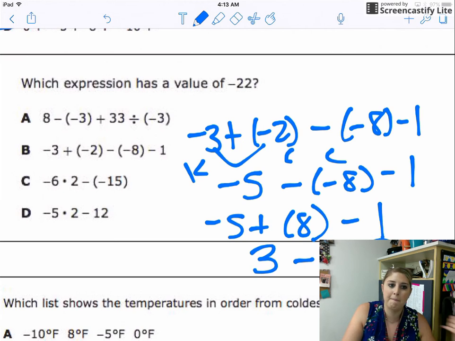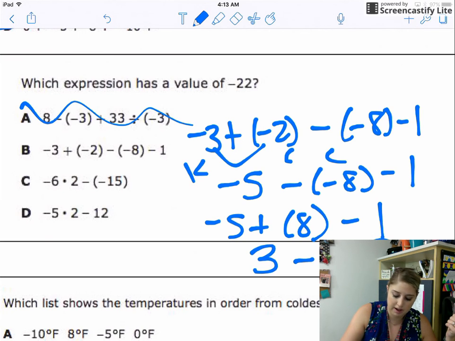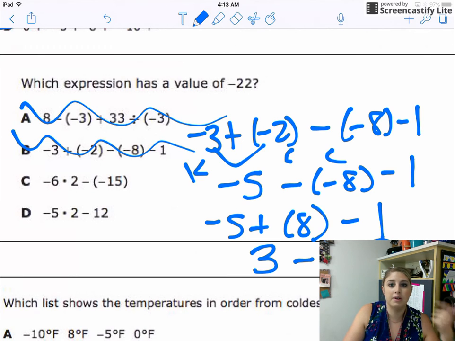All right, so we got A was 0, so it's not A. B is 2, so it's not B. Pause the video and go ahead and try C. Let's see if we get C.